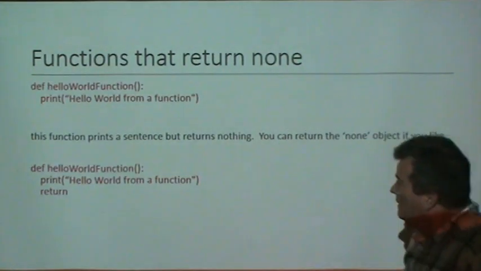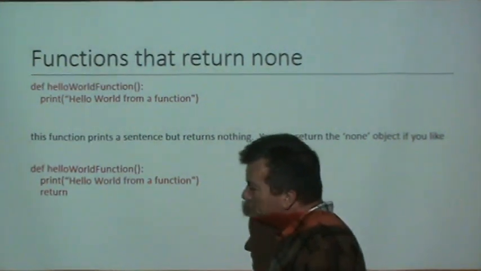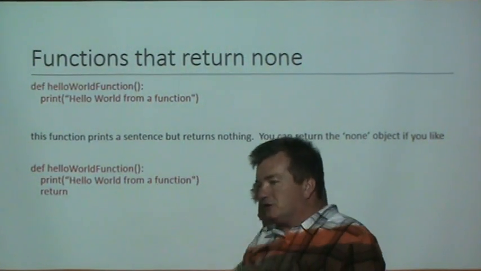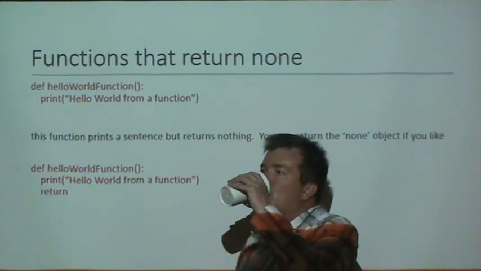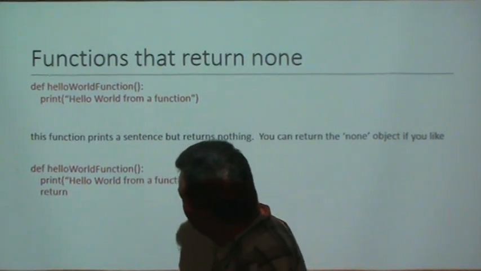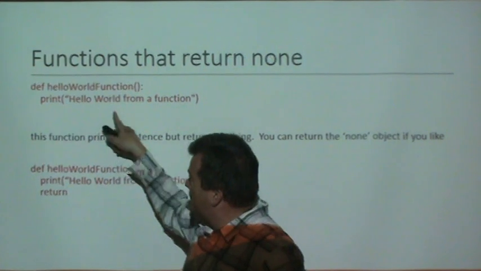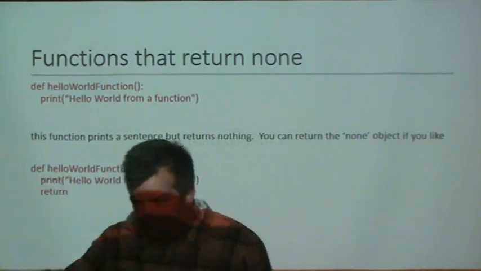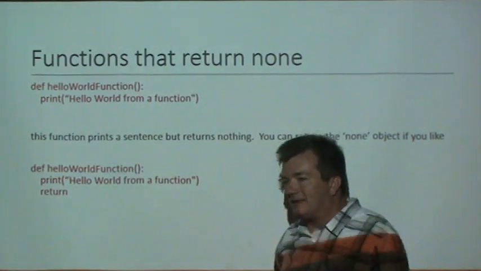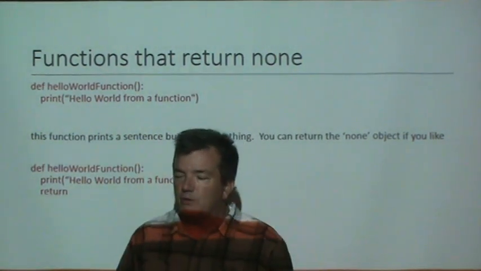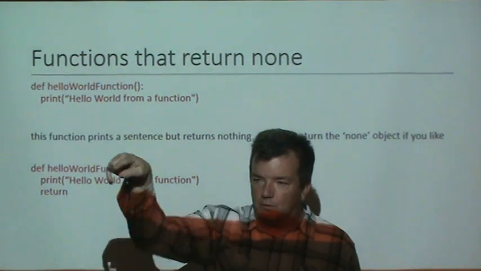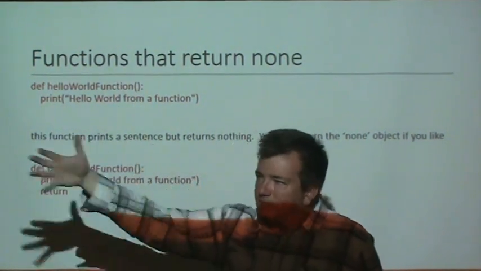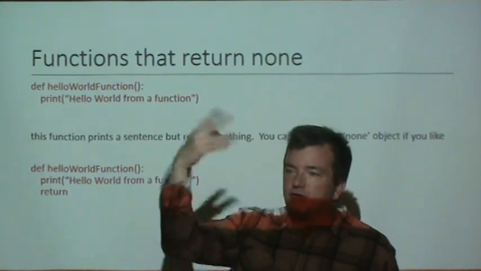Okay. So what happens when we have a function that doesn't return anything? It just performs a task. So for example, suppose I have a function that prints out the phrase hello world from a function. It doesn't return a result. It's not like the area function. The area function, you give me a radius, I give you an area. This one, you give me nothing, I perform a task, I print something out, and then I return nothing back to you.